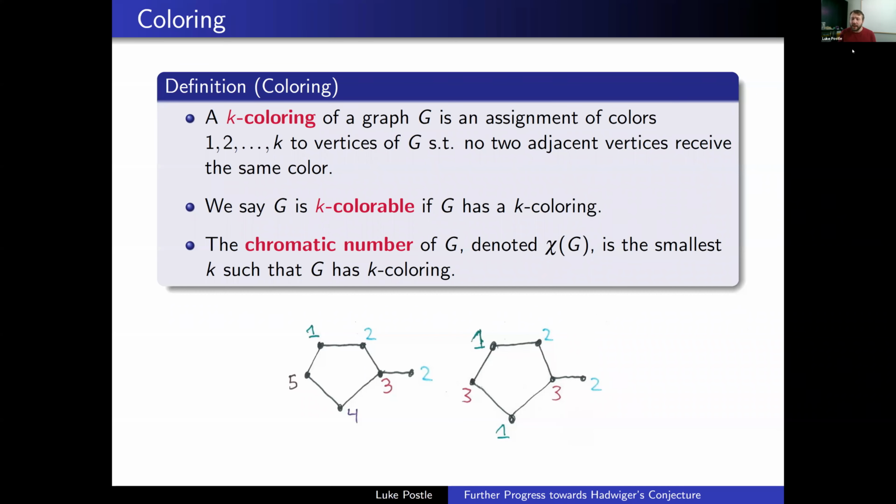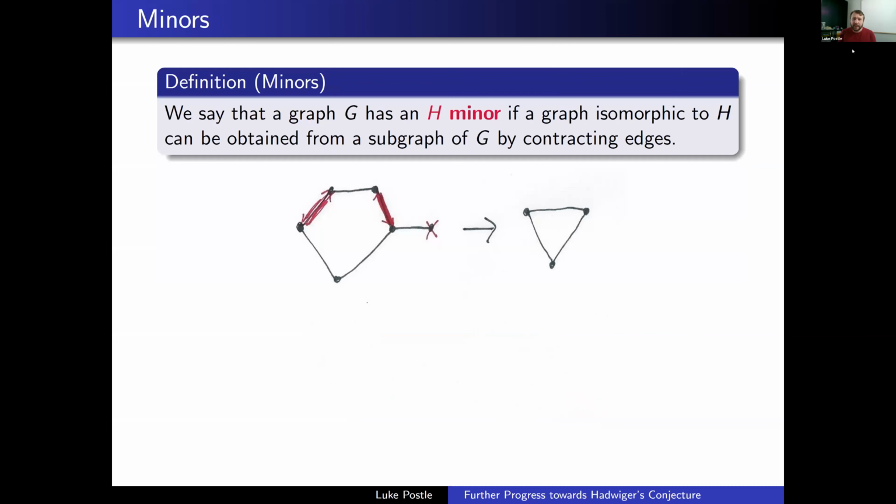So that's one way to think about it, with colors, or alternatively, it's partitioning the graph into independent sets. So it's also kind of a decomposition flavor as well. So that's coloring, which is widely studied. And then there's another concept that shows up in structural graph theory called minors. We say that a graph G has an H minor if a graph isomorphic to H can be obtained from a subgraph of G by contracting edges. So we're allowed to delete edges and vertices, that's the subgraph, and then we're allowed to contract. Here I have a little picture, and I contracted the red edges and deleted that vertex, and I got a triangle.